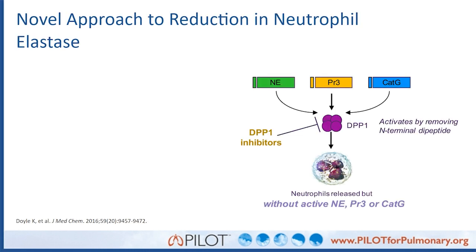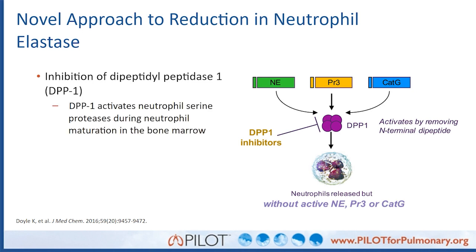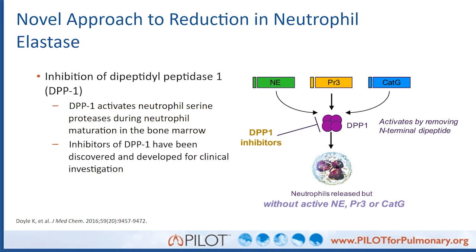Since then has been the discovery of dipeptidyl peptidase 1, which is an important enzyme that essentially activates the serine proteases as they're being loaded up into the neutrophils in the bone marrow. If you can inhibit DPP1, then you can essentially reduce the quantity of activated neutrophil elastase present in these neutrophils, like taking bullets out of their gun. So you don't reduce the number of neutrophils, you're just trying to reduce the quantity of neutrophil elastase.